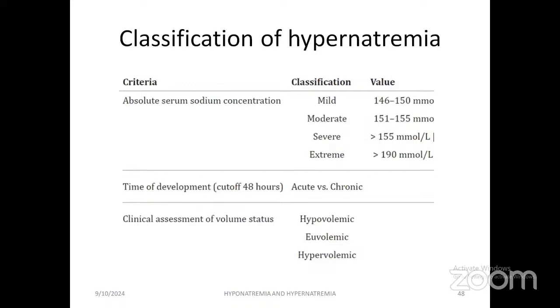Coming to classification of hypernatremia, it can be related to absolute serum sodium concentration. We can classify as mild, moderate, severe, and extreme. In mild, it is 146 to 150, moderate is 151 to 155. It is labeled as severe when concentrations are greater than 150, and extreme when concentrations are greater than 190 millimoles per liter. If we take time of development as the criterion, it is acute versus chronic, and by clinical assessment of volume status, it is hypovolemic, euvolemic, and hypervolemic.